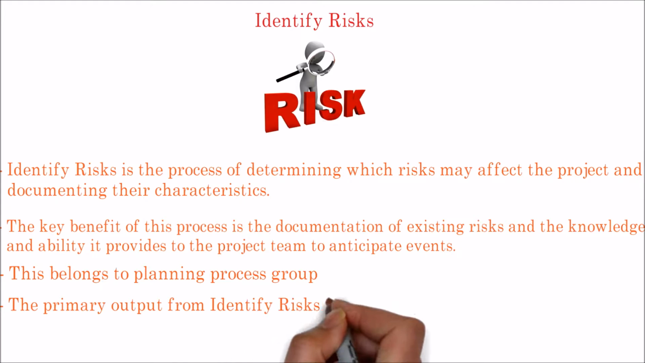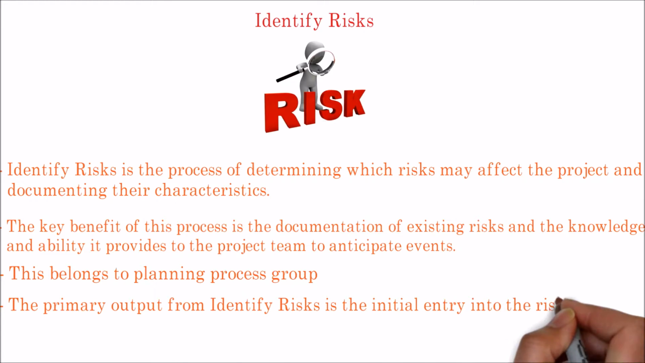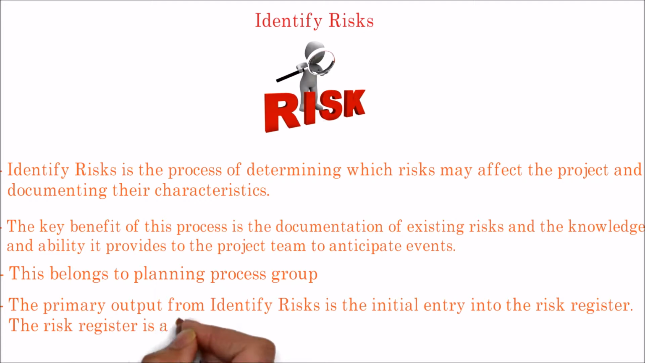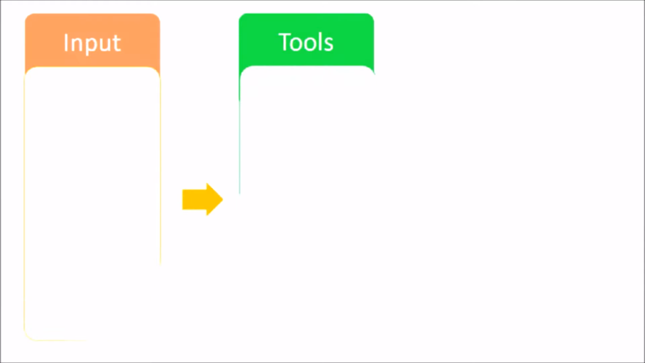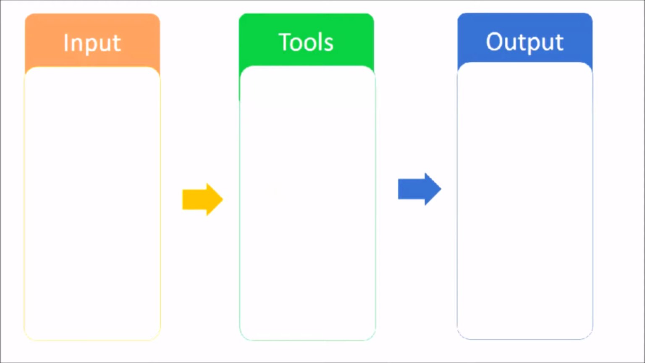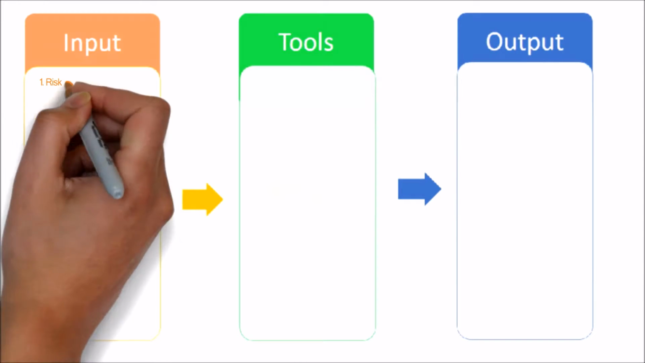The primary output from Identify Risks is the initial entry into the Risk Register. The Risk Register is a document in which the results of risk analysis and risk response planning are recorded. Let's see the inputs, tools and techniques, and output of the Identify Risks process.